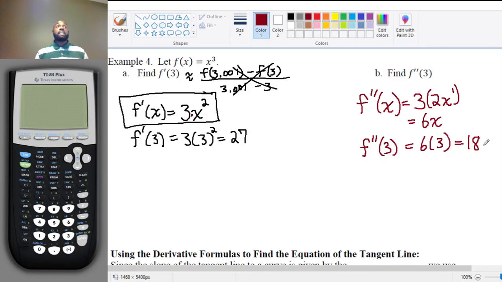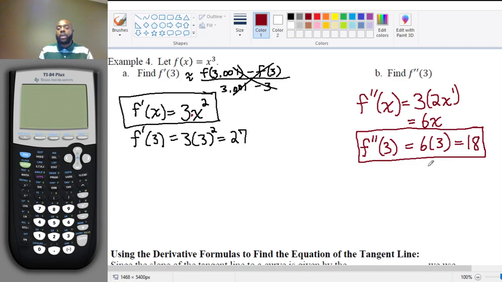What this means is my function is concave up at x equals 3, because when the second derivative is a positive number, which 18 is, our function is concave up. This is also telling me that my first derivative is increasing because its derivative, which is the second derivative, is positive. That's some information that we can draw from knowing f double prime of 3 equals 18.